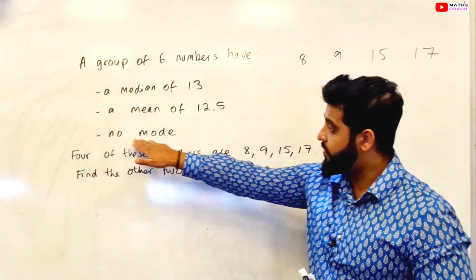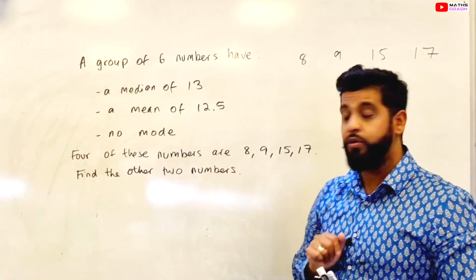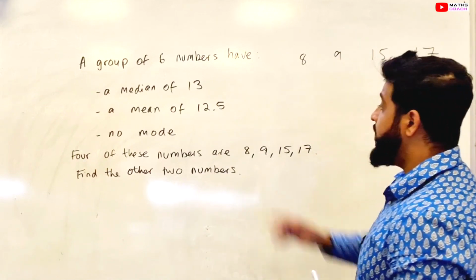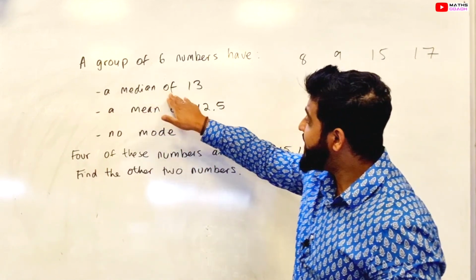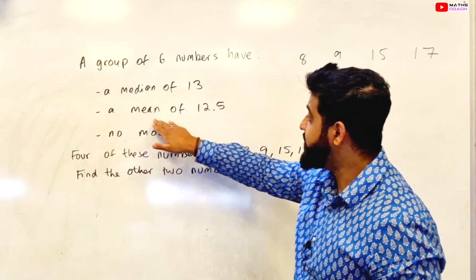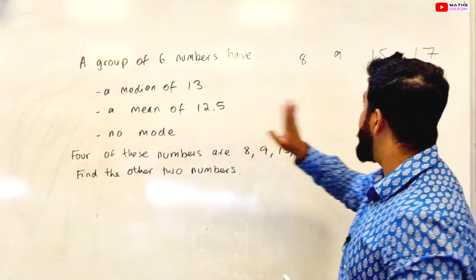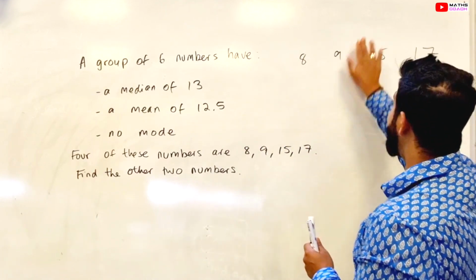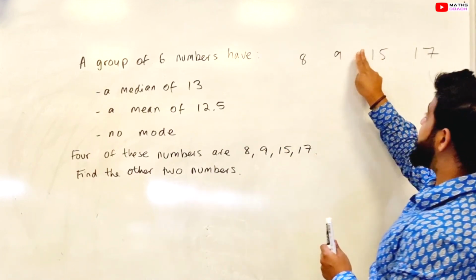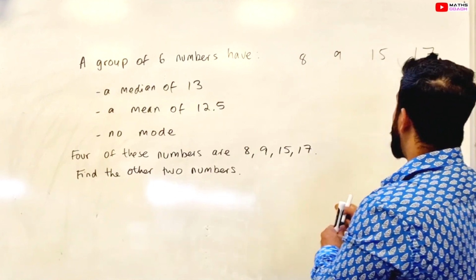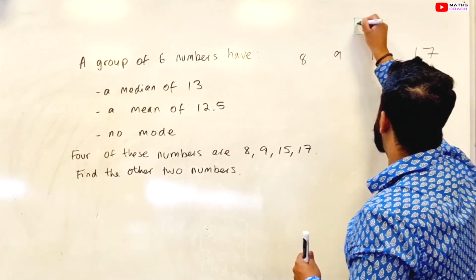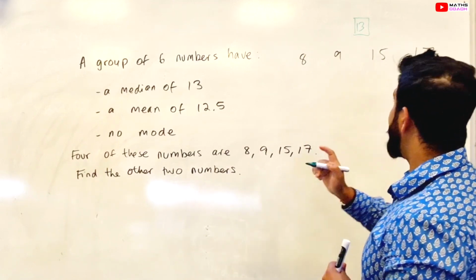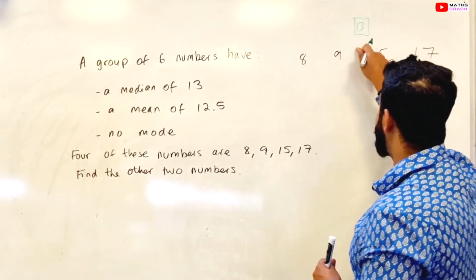Let's start with this piece of information down here, which says no mode, which simply means that no number comes up more than once. Okay. Next, we are told that the median is 13 and the mean is 12.5. So if we know that the median is 13, that means that 13 would be the number in the middle, right? So let's write down our 13 right there. So 13 could be our number. However, we can't just put 13 in there.